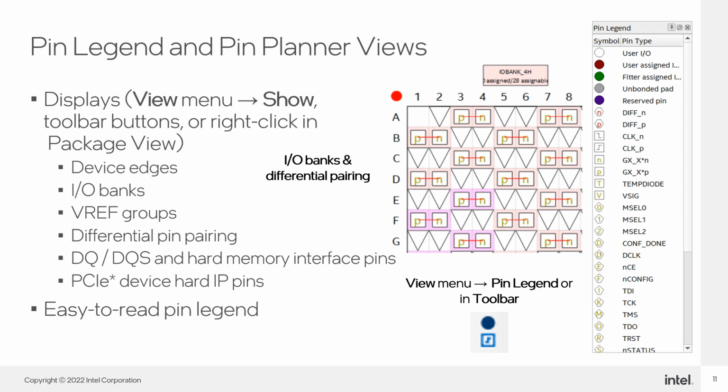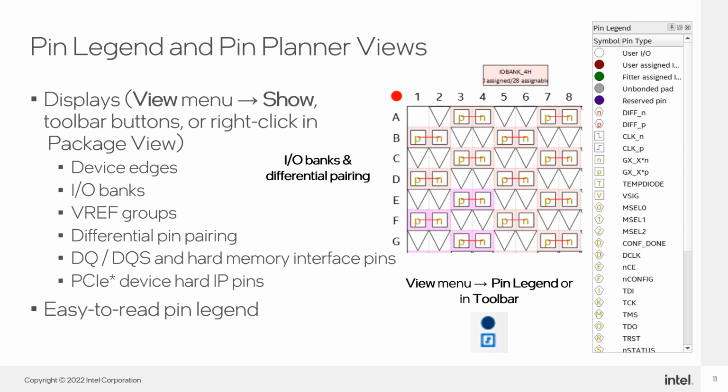The Pin Planner includes a few other features to help in making I/O assignments. The package view features a number of different views to help organize device pins. We've already discussed I/O bank view, which is the default view, but you can choose to view the package by device edges, essentially dividing the package into 4 quadrants, by voltage reference groups, or turn on an option that indicates dedicated differential pin pairing for differential I/O standards.